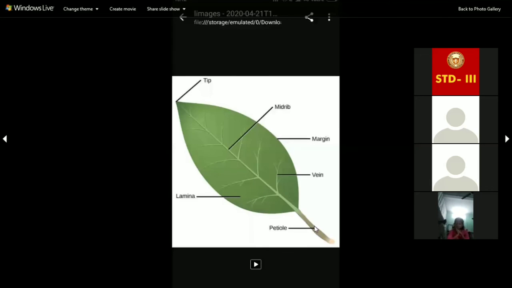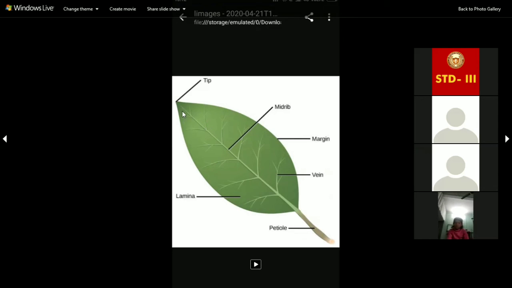Now come to this portion, the part by which a leaf is attached to the stem is called the petiole. So this is the petiole. You can see the pointer here. So the part by which a leaf is attached to the stem is called the petiole. So I'm quickly telling it again. A leaf has different parts like tip, midrib, margin, vein, lamina, petiole, etc.